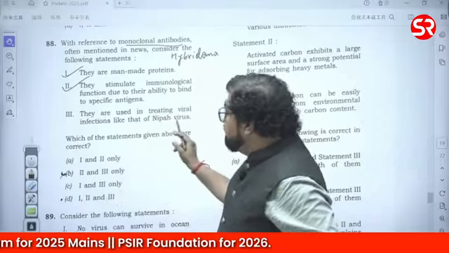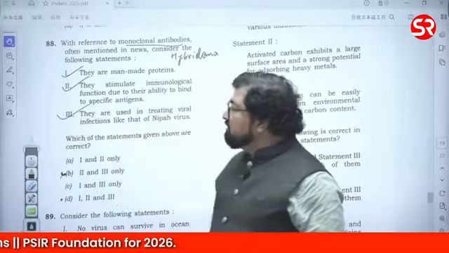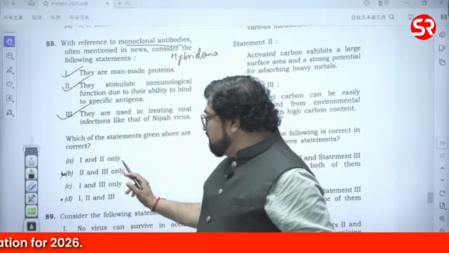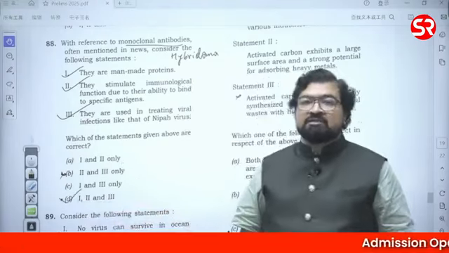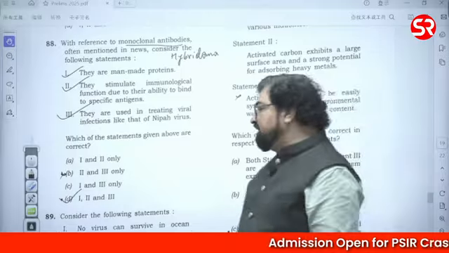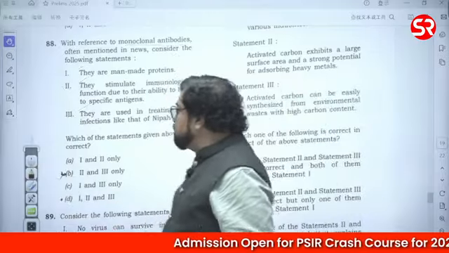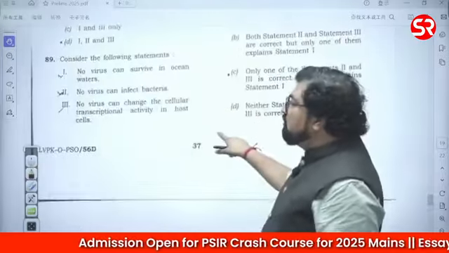Now they are used in treating viral infection like that of Nipah virus, correct? So here, which are correct? Answer will be D. 1, 2, and 3. All 3 are correct statements. 1, 2, 3. D as an answer. Now moving on to the next question here. Biology question.